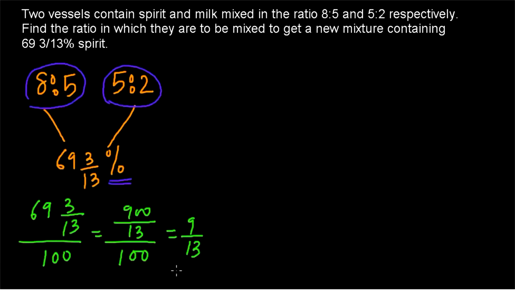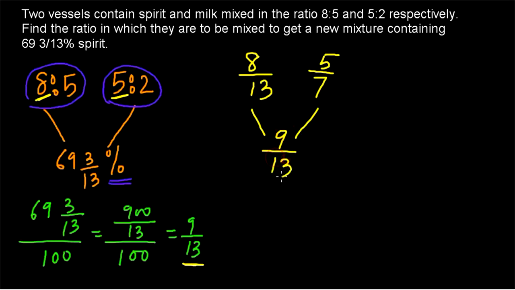So the quantity of spirit in the final mixture is given as 9 by 13. Now we can apply the rule of alligation. The quantity of spirit in the first mixture is given as 8 divided by 8 plus 5, so we will be having 8 by 13. And the quantity of spirit in the second mixture is given as 5 divided by 5 plus 2, so it will be equal to 5 by 7. And the quantity of spirit in the resulting mixture is given as 9 by 13. So we'll be writing here 9 by 13, and we can find out the proportion of the first mixture to second mixture, in what proportion they are to be mixed by applying the rule of alligation.